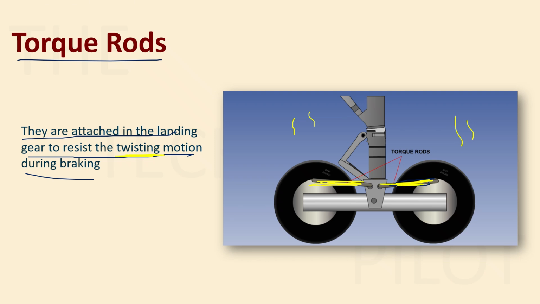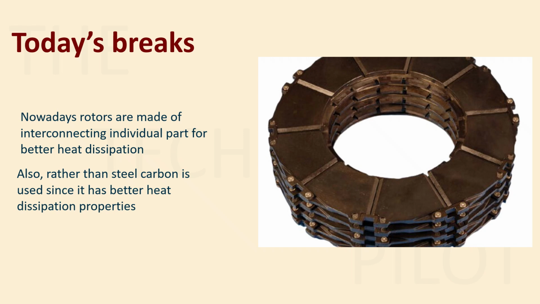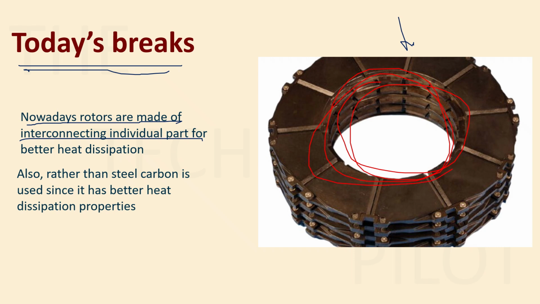All right. Then in today's modern aircraft, as I mentioned, heat dissipation is a very big problem, right? So how do we solve it? Nowadays, rotors are made of interconnecting individual parts. This picture shows your rotor. This is what rotates, right? So this is your rotor which was rotating with the wheel. This rotor is made with interconnecting parts.